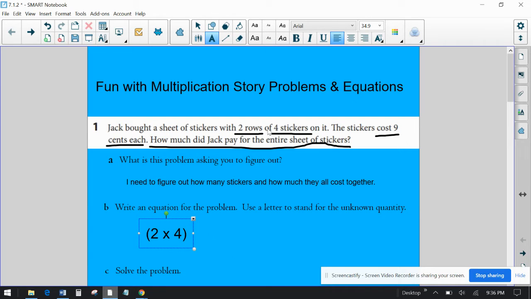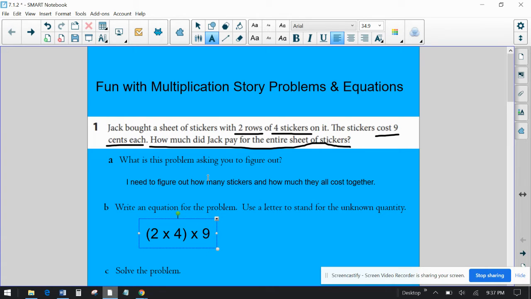But I'm just going to put that I know 2 times 4, and I also know that we cannot answer the second problem without the answer to the first step. So I know 2 times 4, and then once I solve for that, I also multiply that by the 9 because they are each 9 cents.